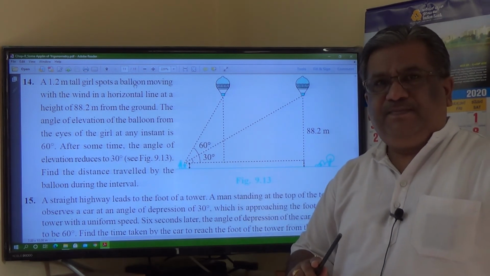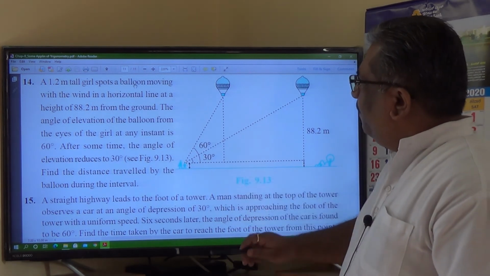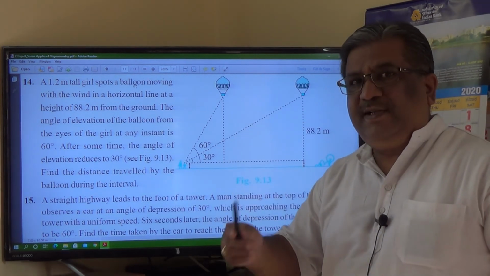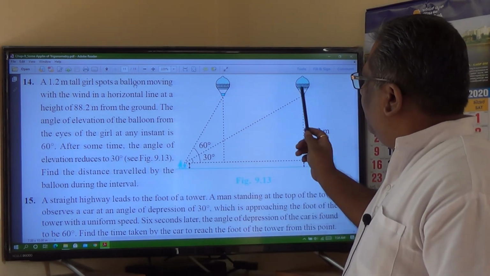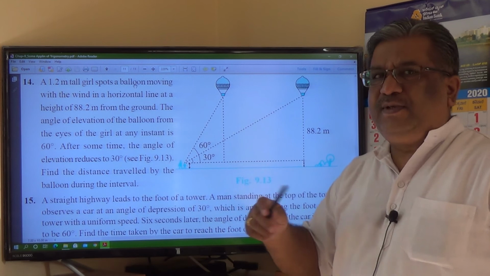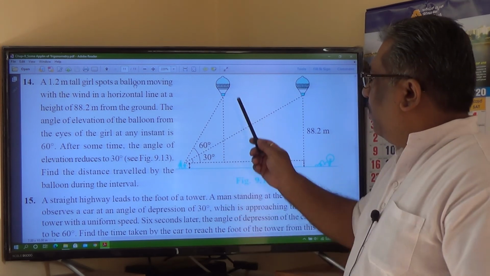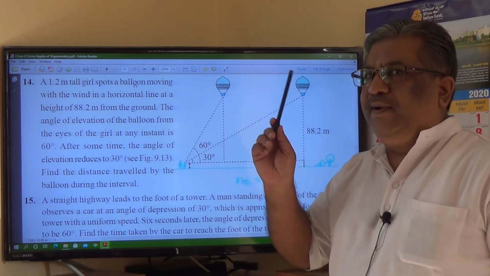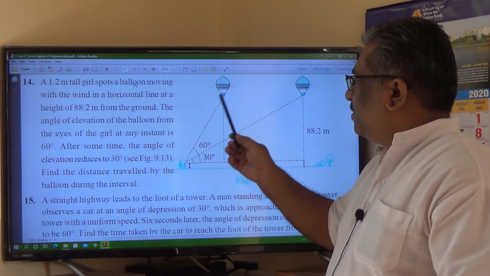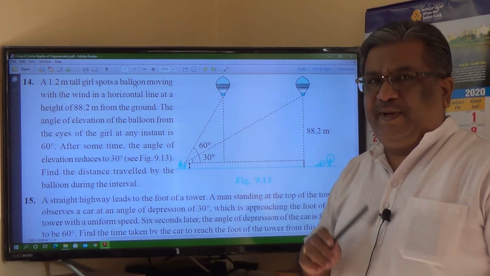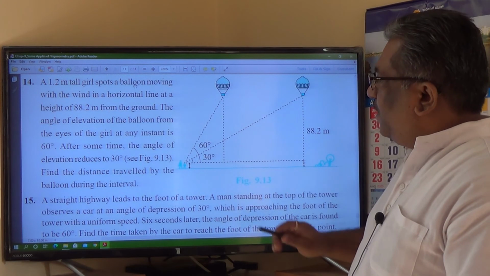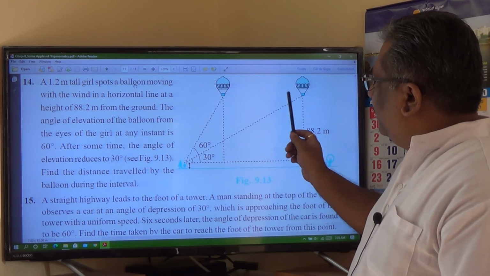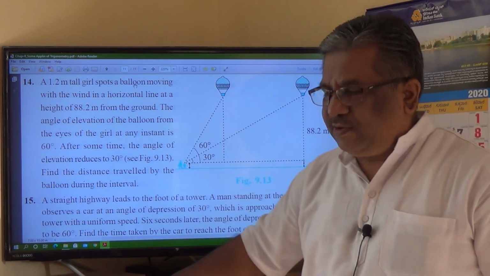Very simple problem. Sometimes, suppose to cover this distance it takes 30 seconds, what is the speed? The distance covered divided by the given time gives the speed of the balloon. So you should be able to calculate not only the distance traveled by the balloon, but also, if you are given the time, the speed. So there are two types of questions which can appear from this. So let us try to find out the distance traveled by the balloon by suitable drawing. Let's solve it on the board.